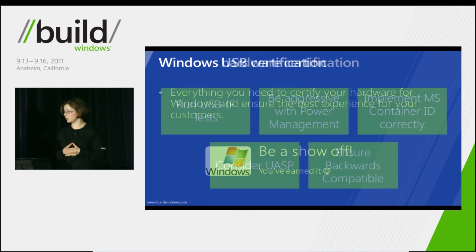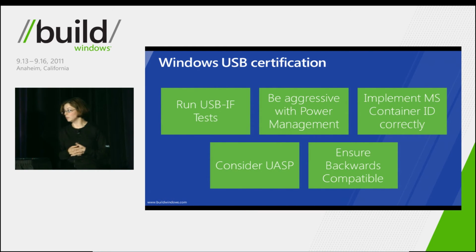For USB 3, the Windows hardware certification requirements can be summarized into 5 major groups that we touched on during today's presentation. Each group contains a set of tests to validate that that functionality works correctly. So the first one is running USB IF tests. As we talked about, you're not required to get full USB IF certification, but a part of the test need to pass.